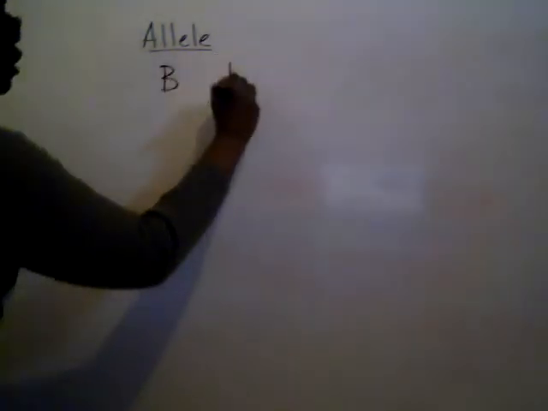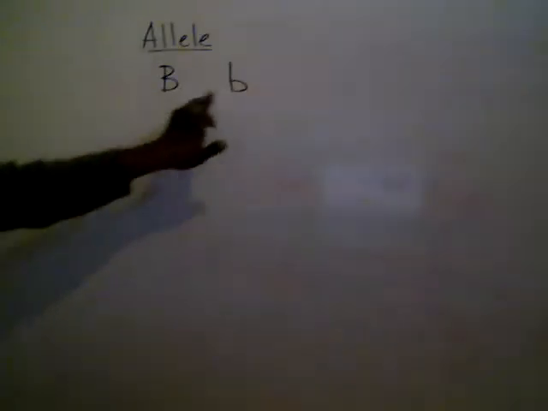Okay, so we'll start talking about genetics. There's a few terms that we need to get straight. The first one is allele. So we may know alleles as either uppercase letter or lowercase letter. So let's say we have big B, little b. These are types of alleles.